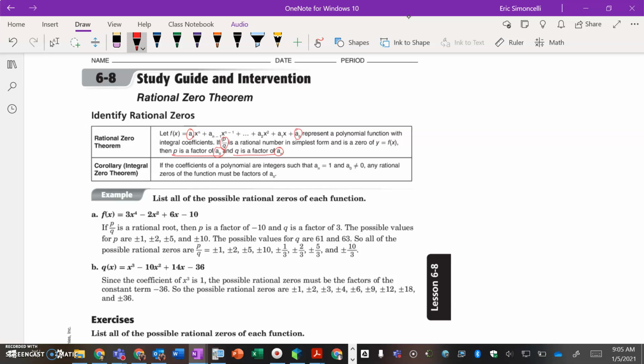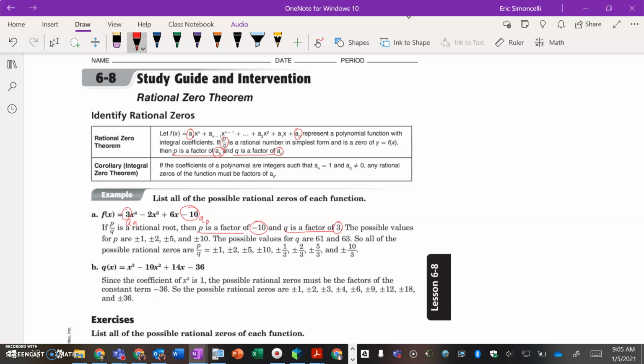So to start with, part A, f of x equals 3x to the fourth minus 2x squared plus 6x minus 10. If p over q is a rational root, then p is a factor of negative 10. So this is your a sub 0, that constant that is, and this is your a sub n. So as it states, p, and really p is just a representation of the last term factors, that of course again being negative 10, and then q a representation of the coefficient and those factors respectively. So the possible values for p would be plus or minus 1, plus or minus 2, plus or minus 5, plus or minus 10.